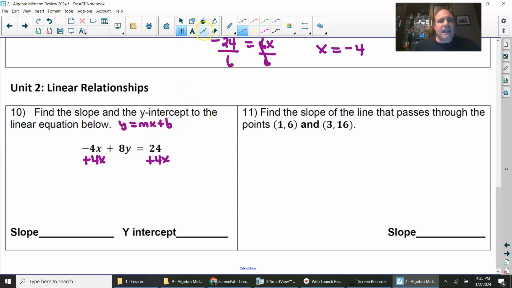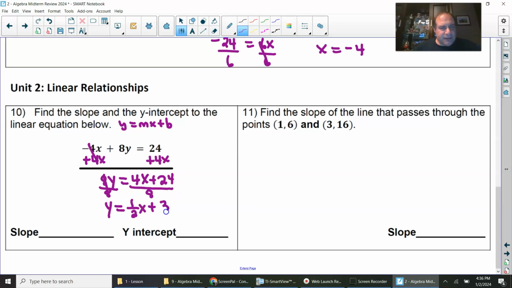So we're going to add the 4x on both sides to start to get the y alone. This cancels. We have 8y coming down equals, and I'm going to put the 4x first, plus 24. You divide by 8 on both sides, and you will get y equals 1/2, 4 over 8 is 1/2 x, and then 24 divided by 8 is 3. So the slope is m. M is the number for x, which is 1/2, and the b is 3.